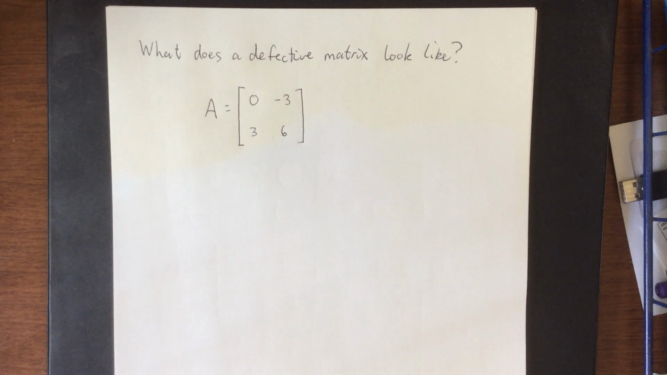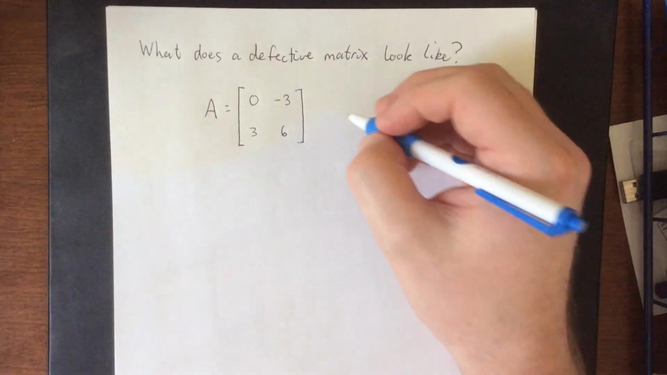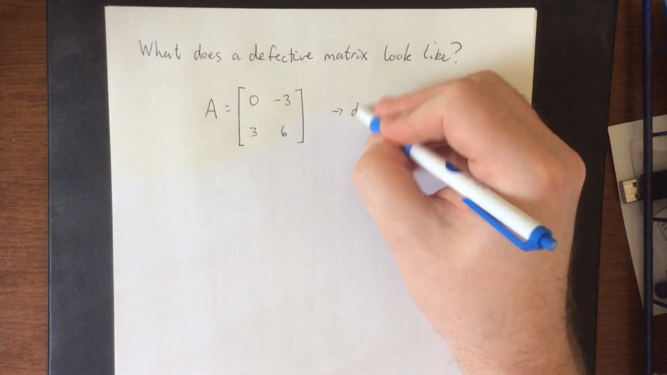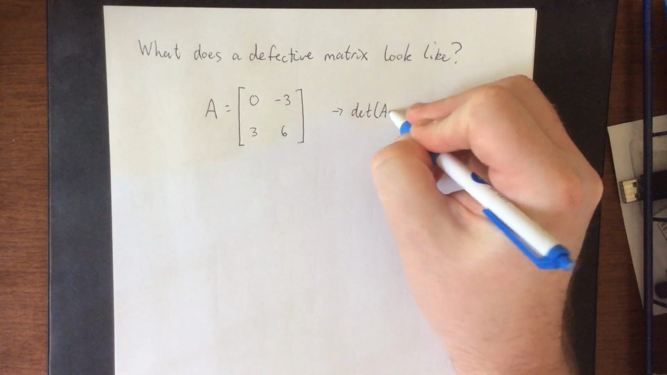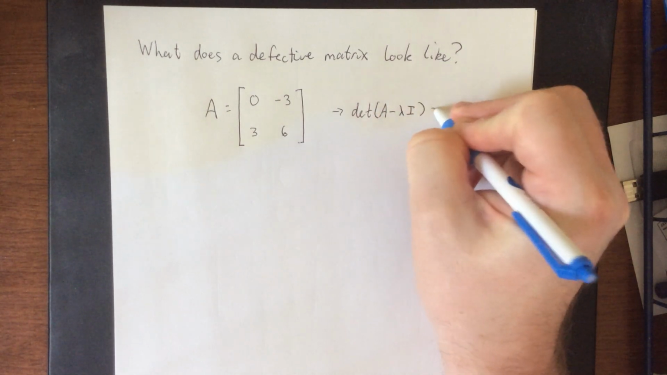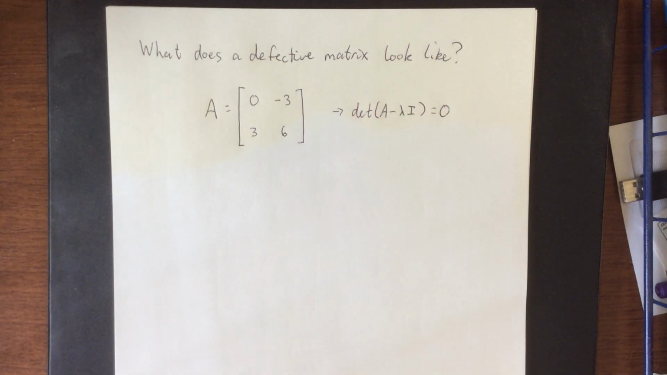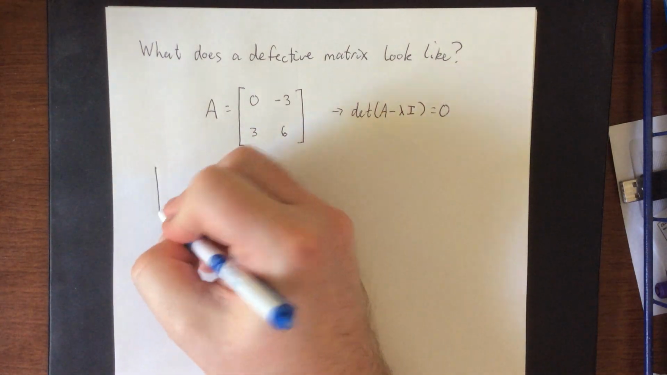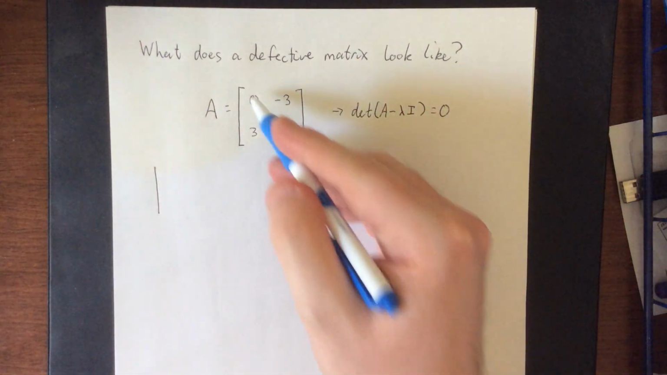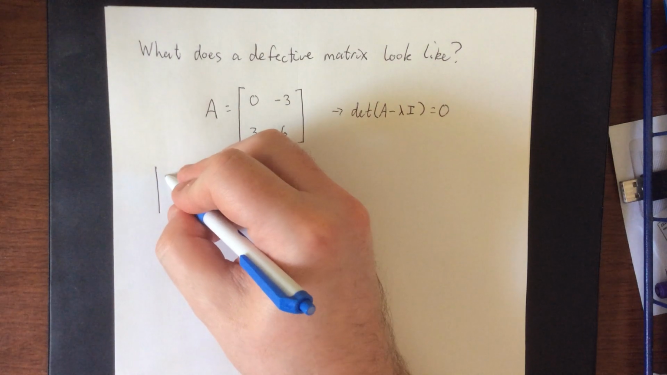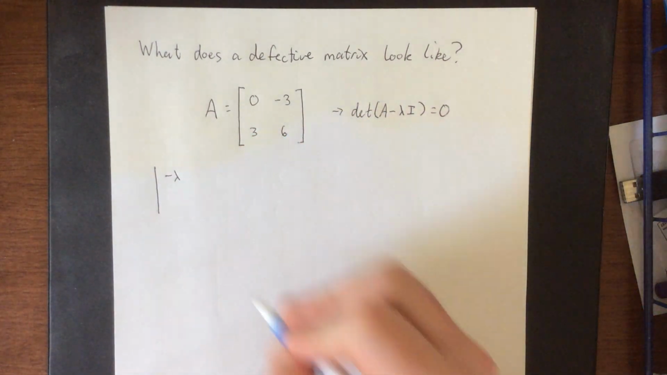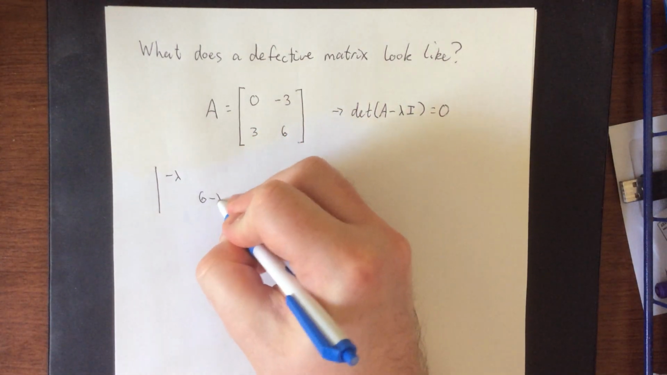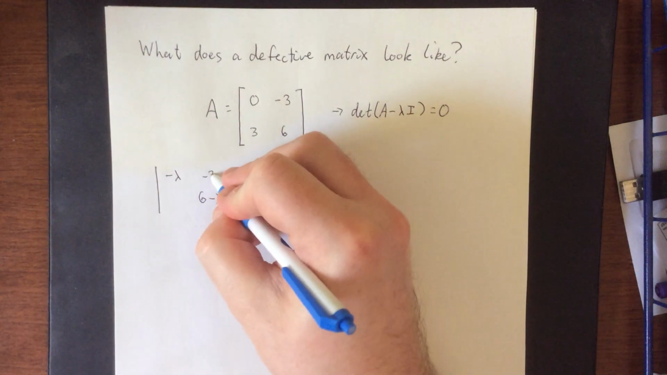So what I'm going to encourage you to do is do the typical eigenvalue, eigenvector algorithm, and we'll see what happens. So we're going to be setting up the determinant of A minus lambda I is equal to 0, our characteristic equation. So subtracting lambda from the entries on the main diagonal, 0 minus lambda will just be negative lambda, and 6 minus lambda. The other two entries will stay the same.